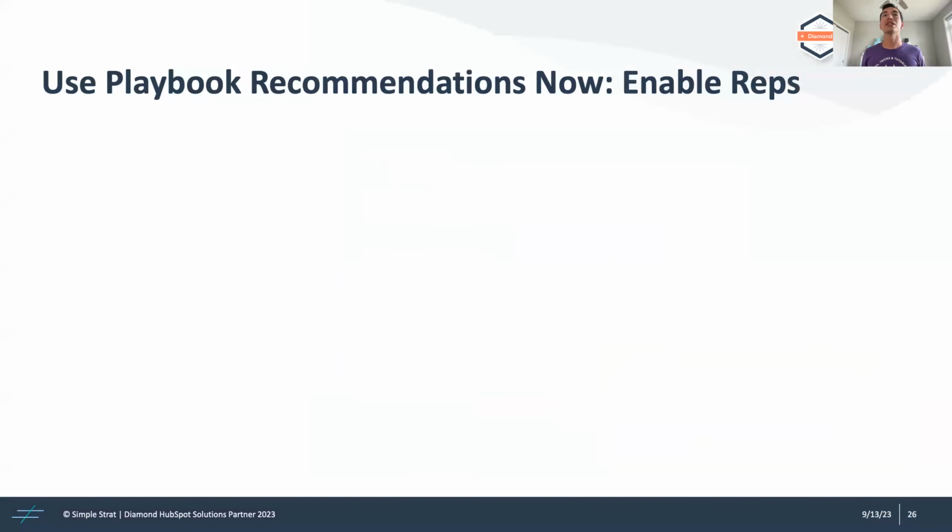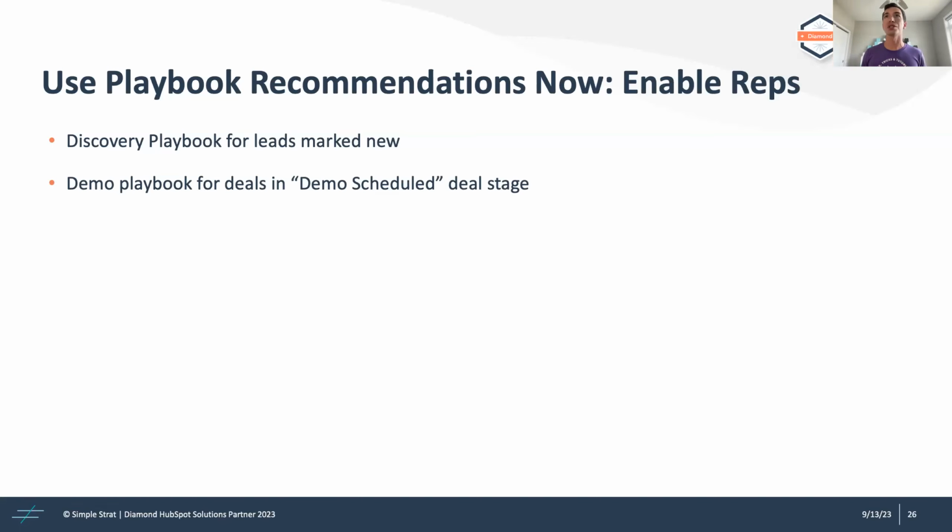So some examples for this: we talked about that leads tool, right? Let's say they have a lead status of new or a lead stage of new. We want to recommend that the sales rep use this discovery playbook, so the next time they're on the phone with this prospect, they're going through our discovery questions.